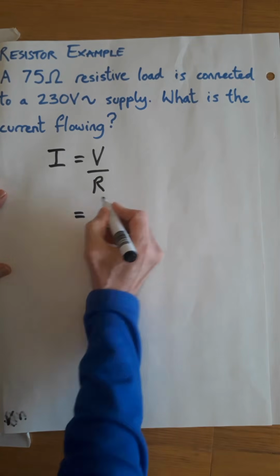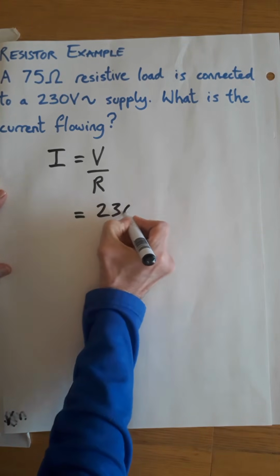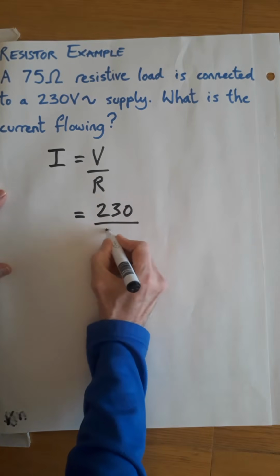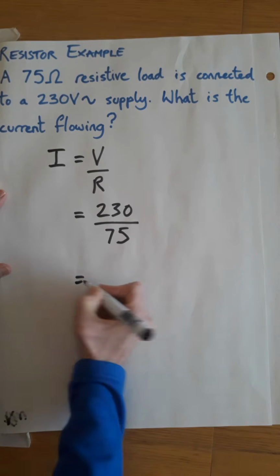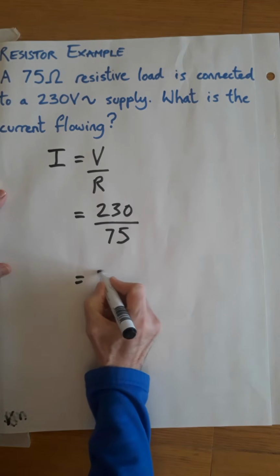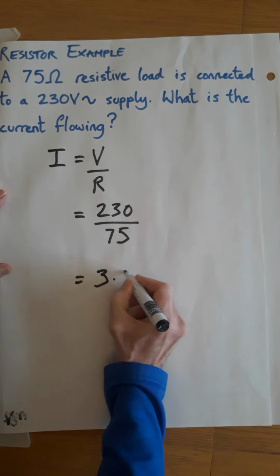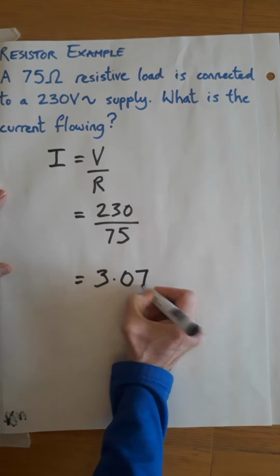Put your numbers in. 230 divided by 75, and that comes to 3.07 from memory.